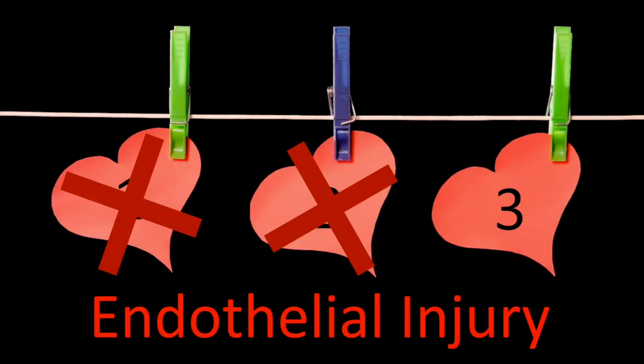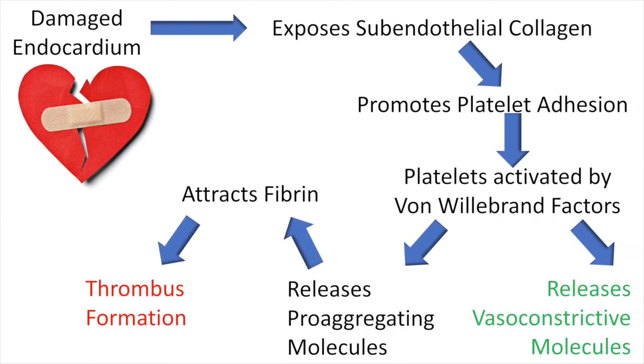Finally, endothelial injury sets the foundation for thrombus formation. Damaged endocardium exposes subendothelial collagen. Adhered platelets are activated by von Willebrand factors. There are two categories of molecules released. Pro-aggregating molecules attract fibrin, which drastically increases the size of the thrombus, while vasoconstrictive molecules constrict neighboring vessels, increasing the likelihood of infarction.